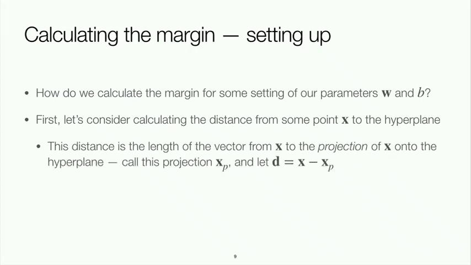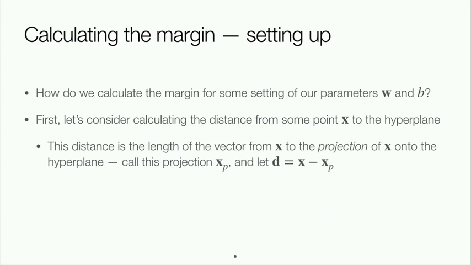Well, the distance from a point to a plane is the length of the vector that is the projection of x, that point, down to the plane. That's just the definition. So if we call that projection of x to my plane xp, then I can let the vector d be the vector that spans from xp to x. Then what I'm looking for is the length of that vector, the length of d. That length is going to tell me the distance from my x to the hyperplane, okay?